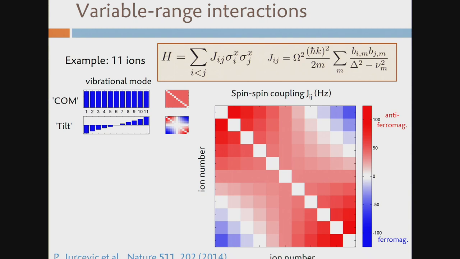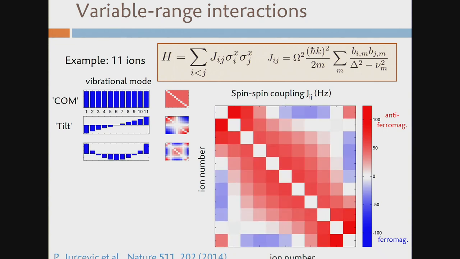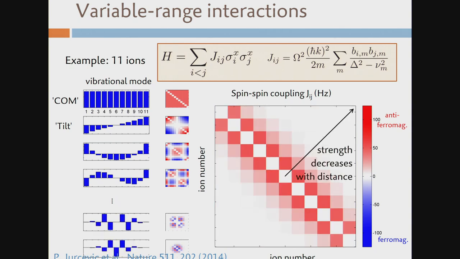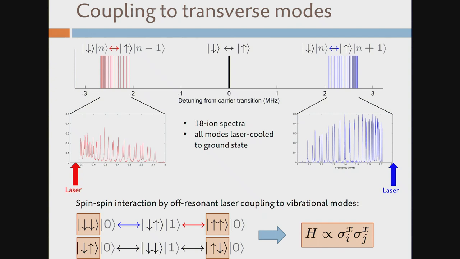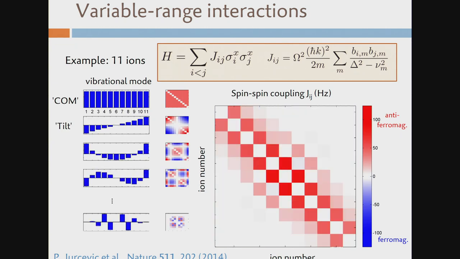Since I have a laser that is off resonance, it's coupled to both of these modes, so I have to sum them up. And here is what I get when I sum them up. Now I start considering all the high order contributions. And at the end, what I get is an antiferromagnetic interaction whose strength decreases with distance. And the strength of this interaction and its decay with distance depends on how far I detune my laser from the mode. If I'm very far away, then you can show that this interaction decreases with the distance cubed.